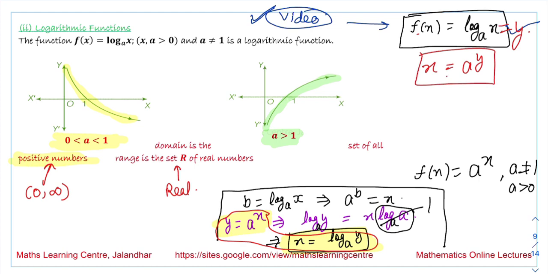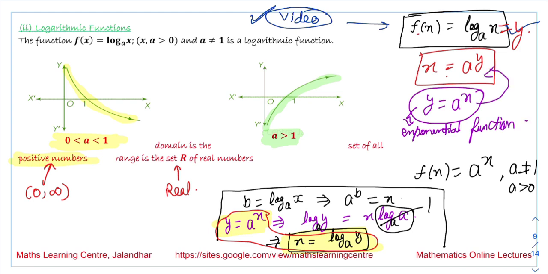So if we compare this function with the definition of exponential function we have, it is y is equal to a raised to the power x. This thing we have done. For the exponential function, we have seen the graph of this function and the domain and range. So we can see that this function x is equal to a raised to the power y is just the inverse of this function.